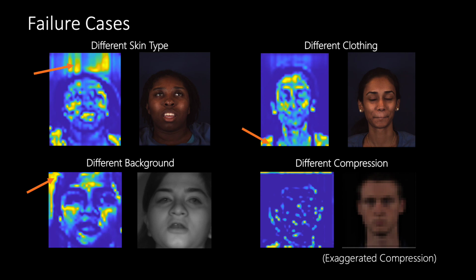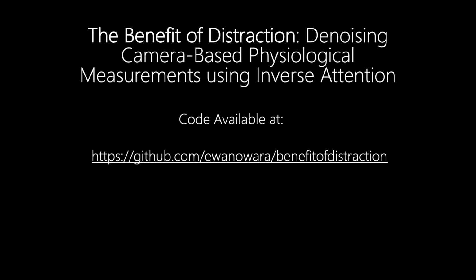But sometimes this denoising approach may fail if the attention masks are poor and do not segment the facial regions well. This happens when the test set is very different from the training set, for example, has subjects with different skin tone, different clothing, different background, or differently compressed videos.